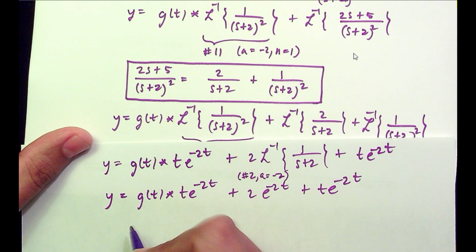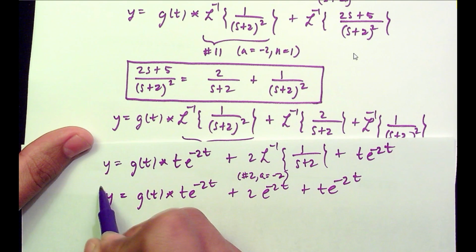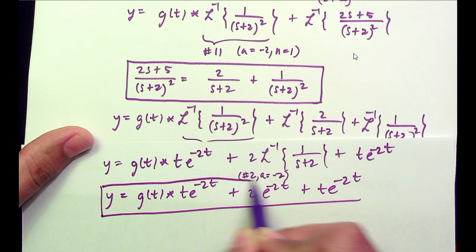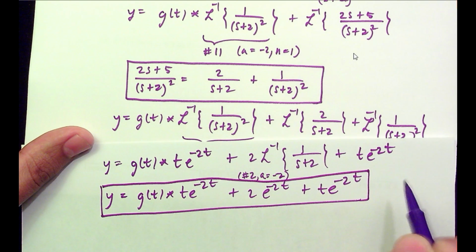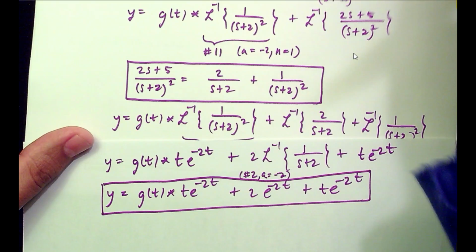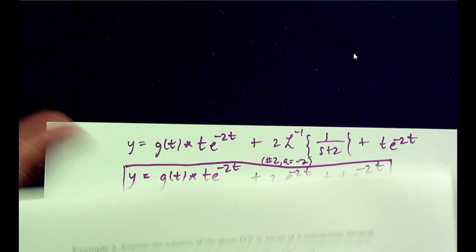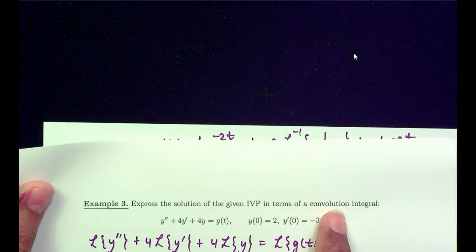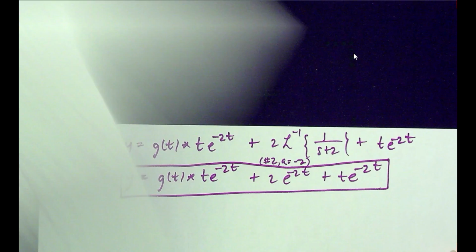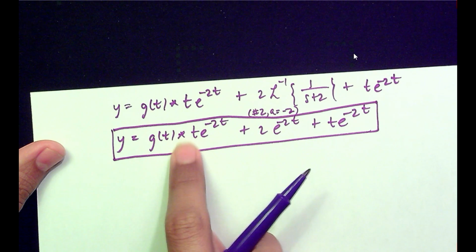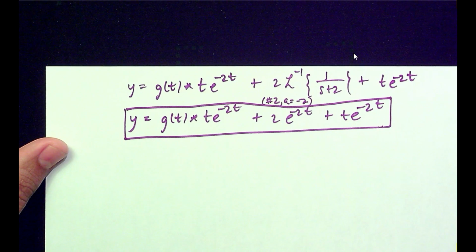We could simplify it, we could leave it like that, but actually the instructions are a little bit more specific than that. It says write the answer in terms of a convolution integral. So that means I want to leave it in terms of an integral. So I want to write down what this convolution is explicitly in terms of an integral.